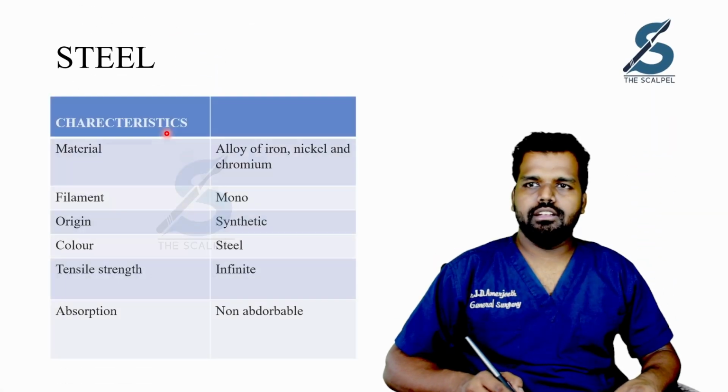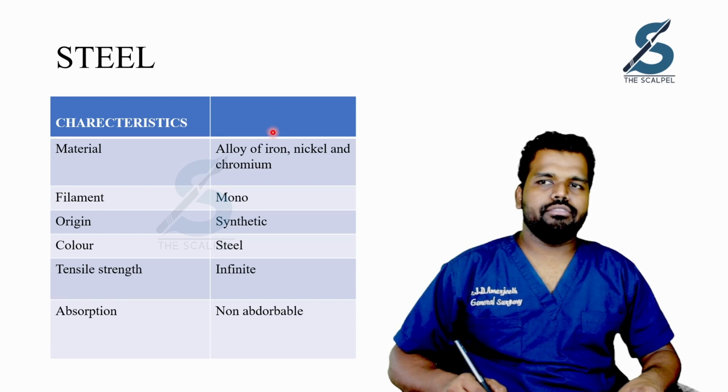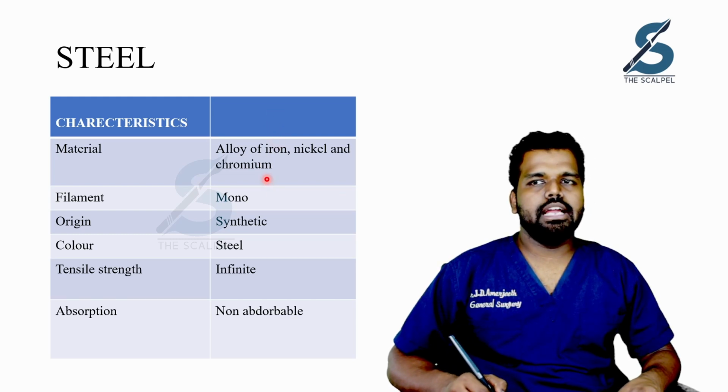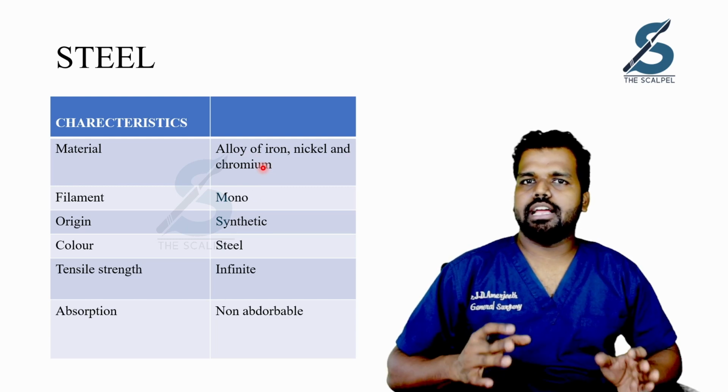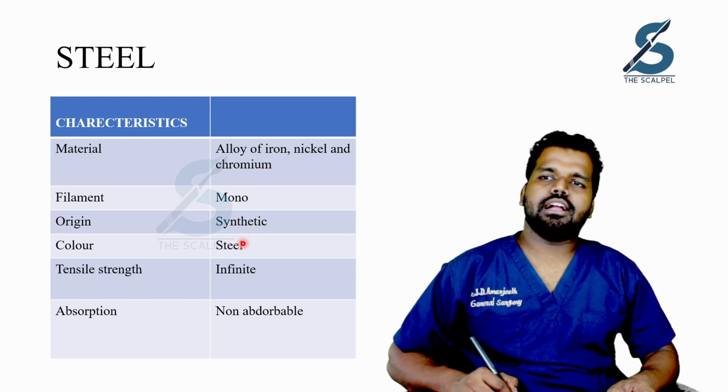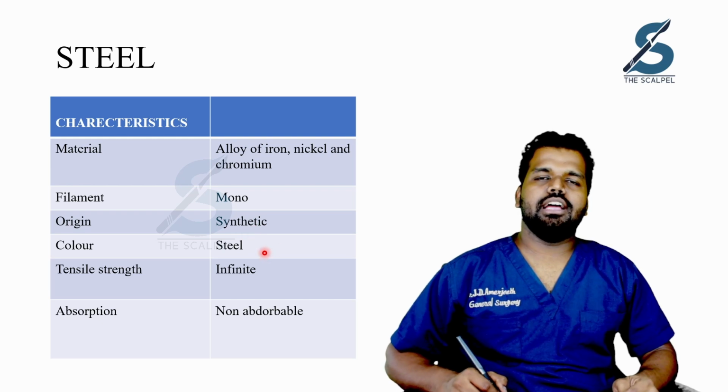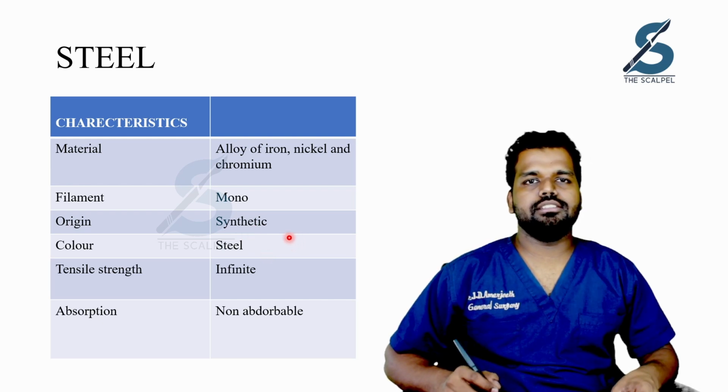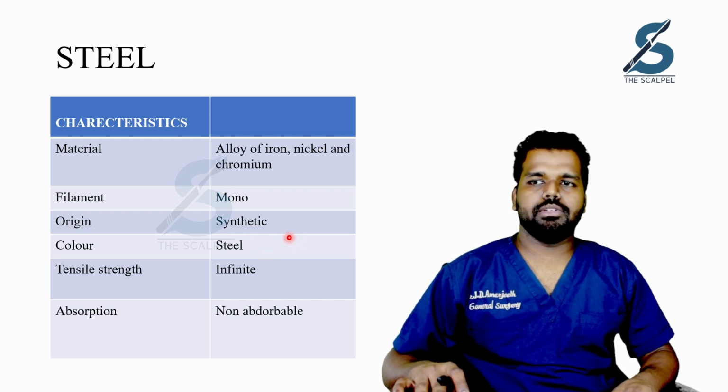Then comes steel. Steel is an alloy of iron, nickel and chromium. It is a monofilament synthetic. Some people call it a natural alloy, and the color is steel colored, and it has infinite tensile strength, and it is completely non-absorbable.